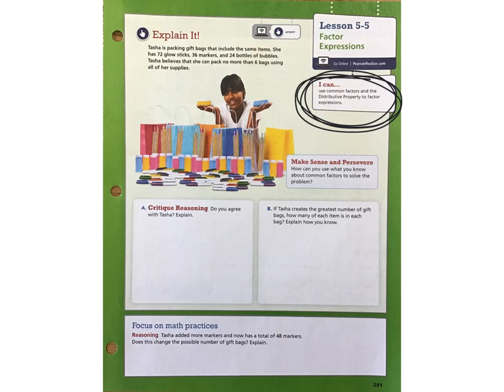Take a look at the explain it question. Tasha is packing gift bags that include the same items. She has 72 glow sticks, 36 markers, and 24 bottles of bubbles. Tasha believes that she can pack no more than 6 bags using all of her supplies. A. Do you agree with Tasha? Explain. B. If Tasha creates the greatest number of gift bags, how many of each item is in each bag? Explain how you know. Go ahead and try to explain this question, parts A and B, and then come back and check your responses against mine.